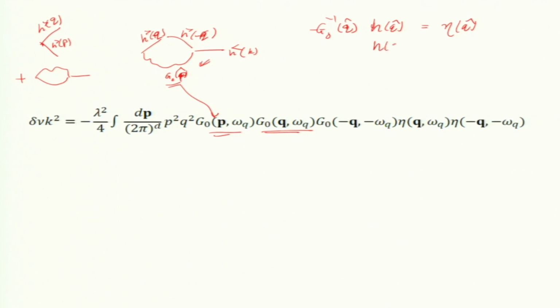So, what is h of q? H of q is equal to g naught of q times eta of q, 4-vectors, correct. So, this is this term, g naught of q eta of q, got it. So, this is this one. What about h of minus q? It is this term. Okay. So, this is my correction, this one.